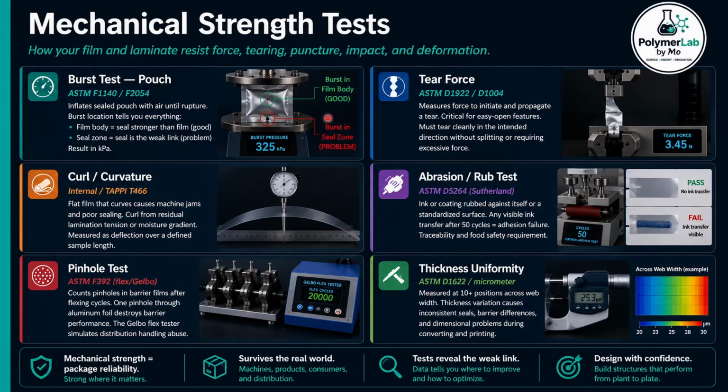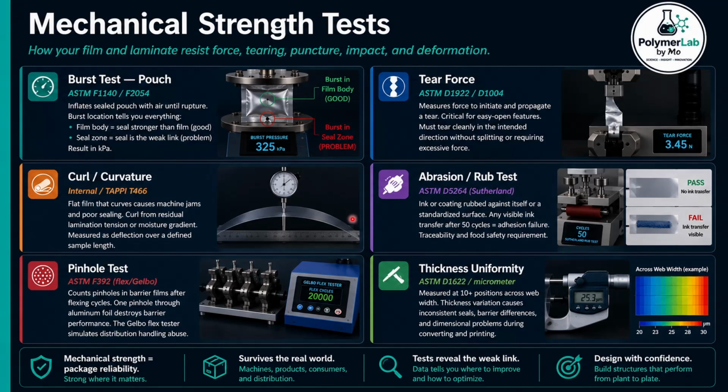The first test, burst test. The burst test pressurizes the sealed pouch with air or liquid until it ruptures. The burst pressure tells you the maximum the package can withstand, but more importantly, where it ruptures tells you which is the weak link. If it bursts through the film body, the seal is stronger than the film, which is typically the design goal. If it bursts at the seal, the seal is the weak link, and you need to investigate.